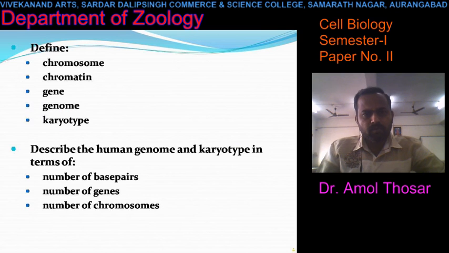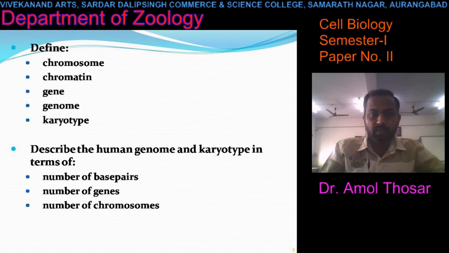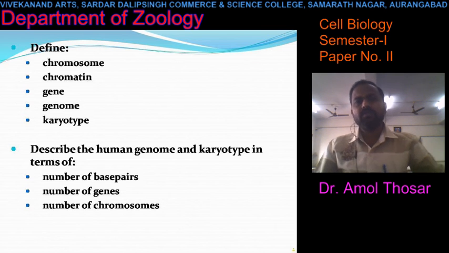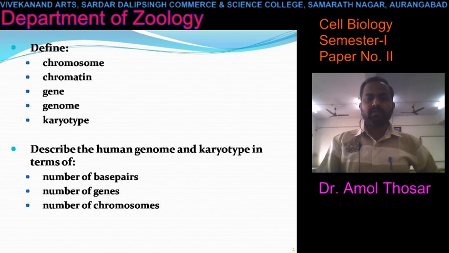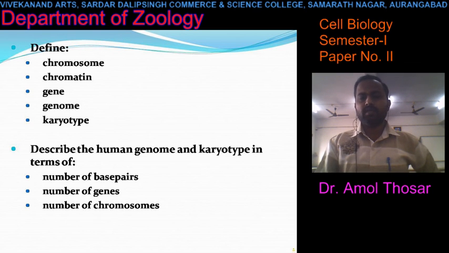Then we know very well the definition of chromosome. Chromosome means the thread-like structures seen within the nucleus. Chromatin, that type of chromosome, is seen in interphase, as a chromatin network. Gene: you know very well about the gene, the smallest segment. Genome, and karyotype. Then describe the human genome and karyotype in terms of the number of base pairs, number of genes, and number of chromosomes.